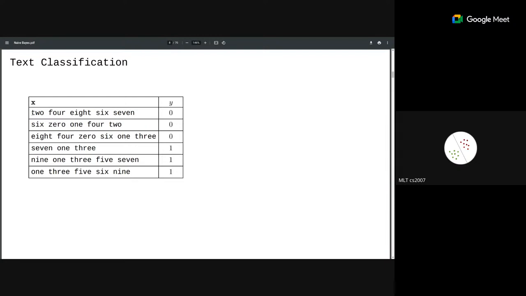So in each sentence, if you can treat this as a sentence, the number of even words is more than the number of odd words for label 0, right? So here, 2, 4, 8, 6, 7, there's only one odd, but the rest 3 are even. So if the number of even numbers is greater than the number of odd numbers, the label is 0. If the number of odd numbers is more, such as in this example, 1, 3, 5, 9, 6, then the label is 1. Okay, I hope this process is clear to you.